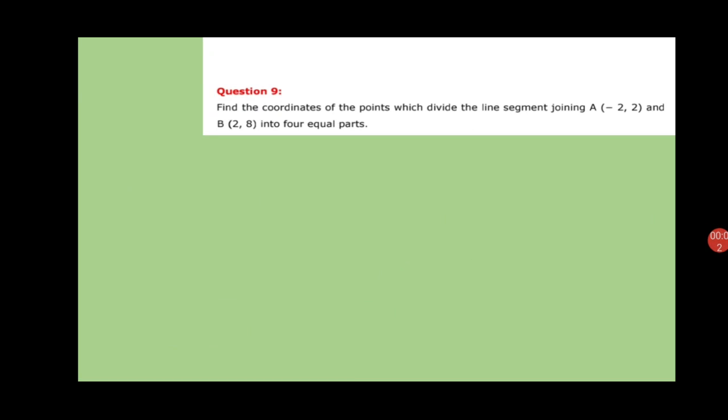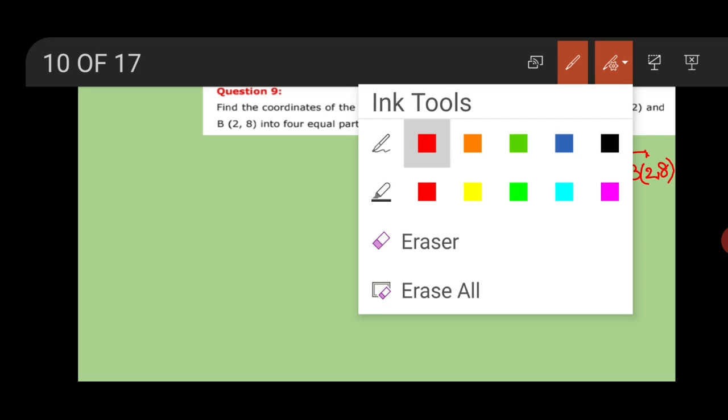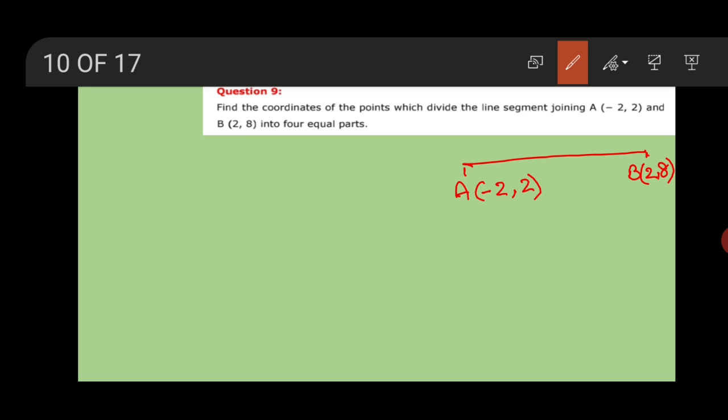Let us see question number 9. Find the coordinates of the points which divide the line segment joining A (minus 2, 2) and B (2, 8) into 4 equal parts. So take a line segment AB whose coordinates are given, A (minus 2, 2) and B with coordinates 2, 8. Now this line segment is divided equally into 4 parts, means, see, I will take a point, take this as y.